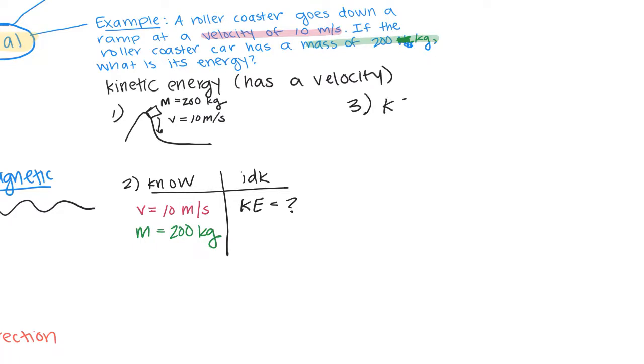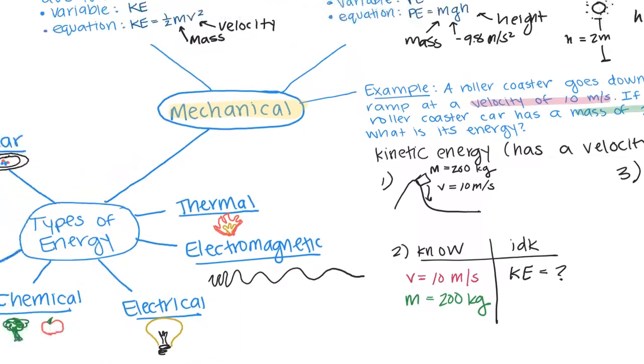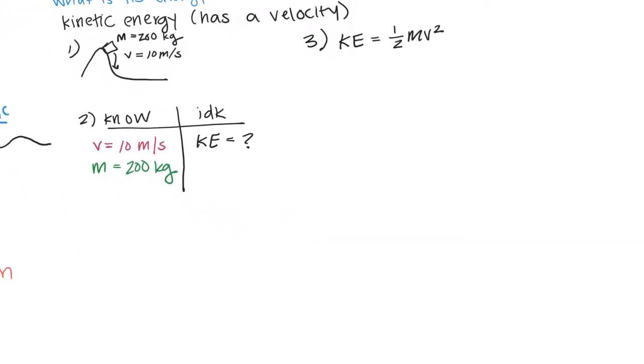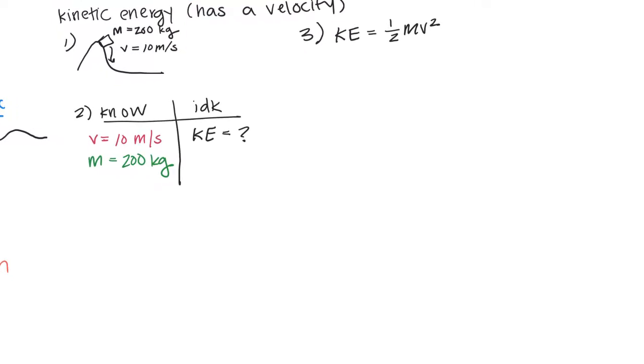Again, we are solving for kinetic energy, so I'm going to rewrite that here. And I'm going to write my equation to solve for kinetic energy, which is 1/2 mv squared. Again, if you needed to see that, that is over here. Kinetic energy is solved by multiplying 1/2 times the mass of the object times the object's velocity squared. So we've got our equation set up. We can move on to step number 4, which is going to be plugging in those numbers here.